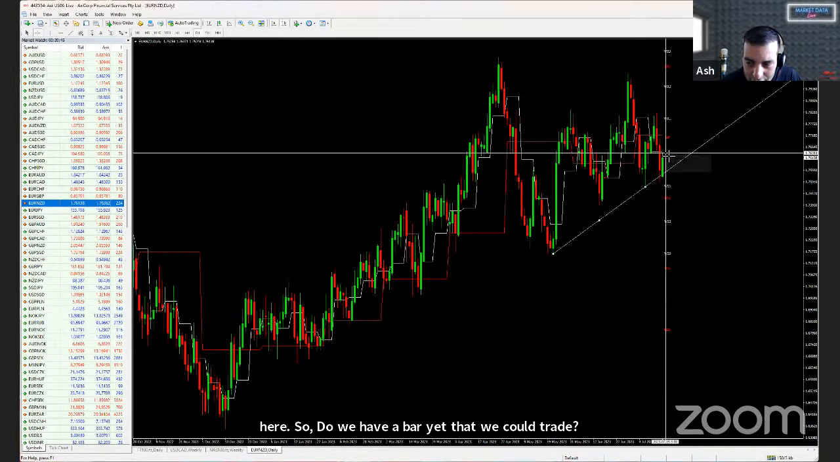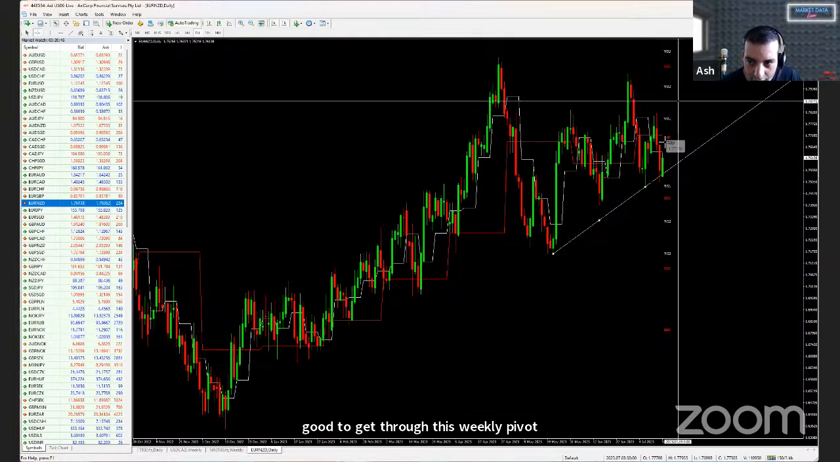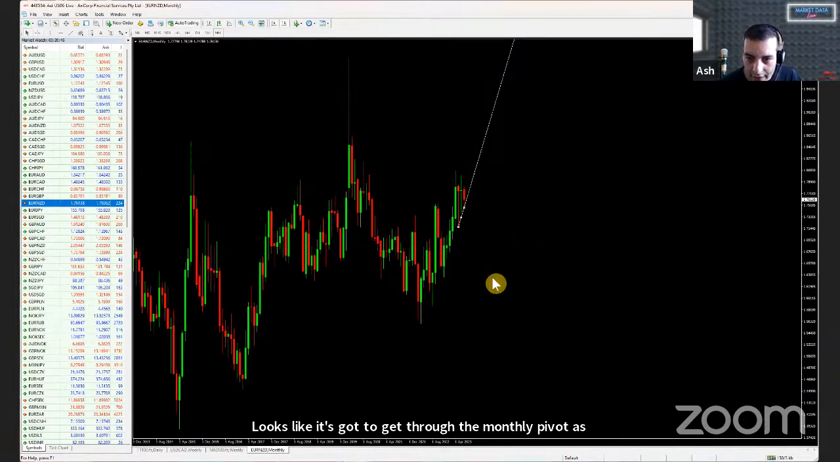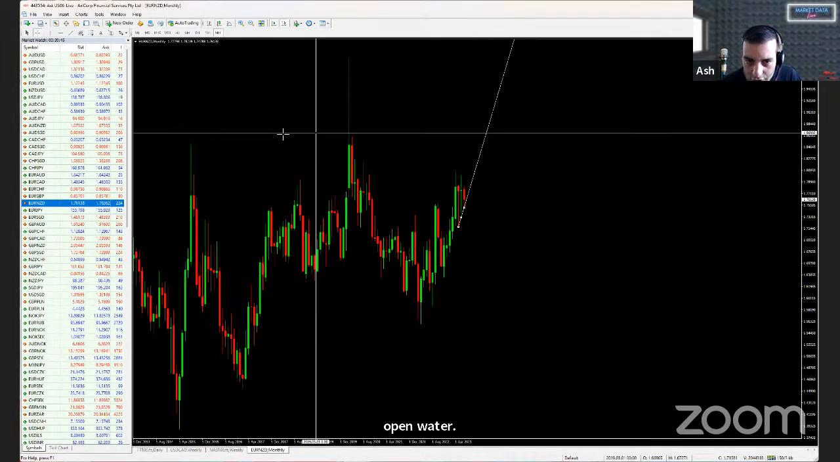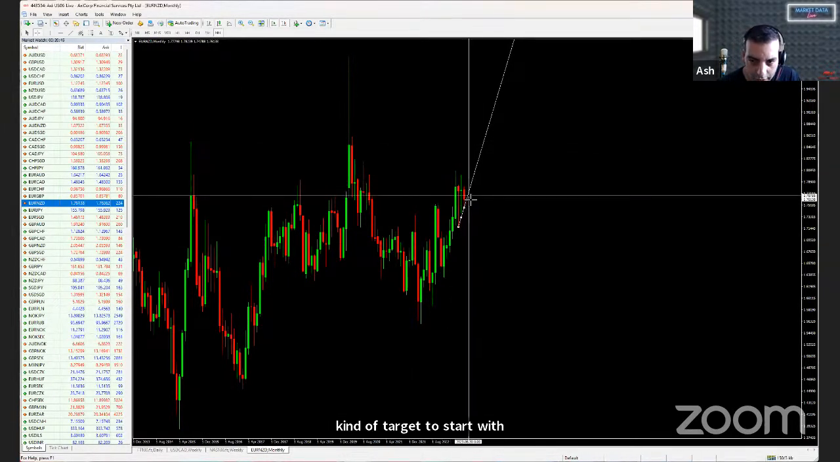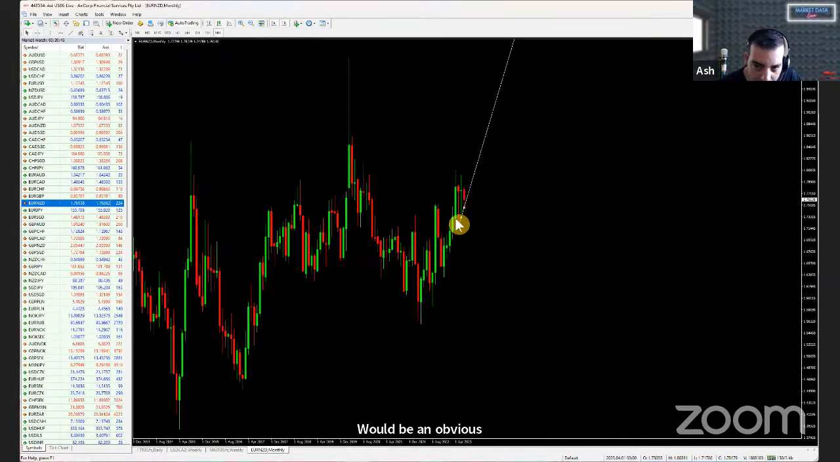It's probably got to get through this weekly pivot. Looks like it's got to get through the monthly pivot as well. But if it does, then it looks like it's got some open water. Now, that's got a bit of a journey to the upside as well, because that looks like the most obvious kind of target to start with. 1.8855 would be an obvious target for the Euro Kiwi. And if you look at this on the monthly, breakout to the upside.